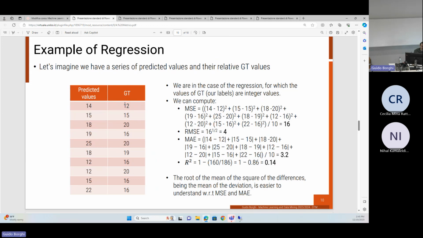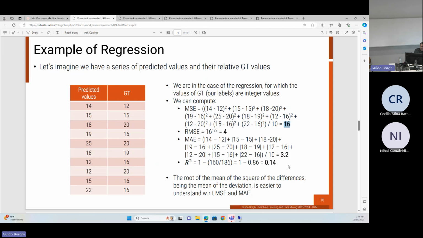In this case, the ground truth value is 12, and the predicted value is 14. In this case, it's 25, while the ground truth value is 20. So we have an error between the prediction and the ground truth. Here you can see all the calculus that we need to measure the mean square error. In this case, the mean square error, if you do all the calculus, is 16.